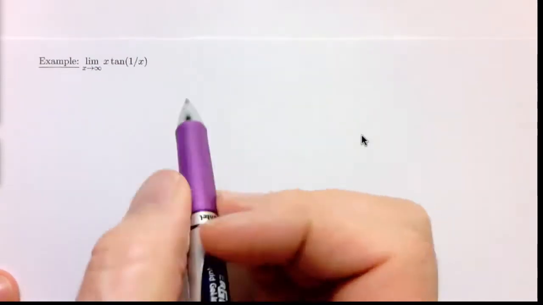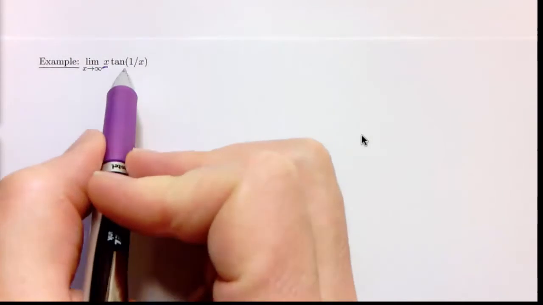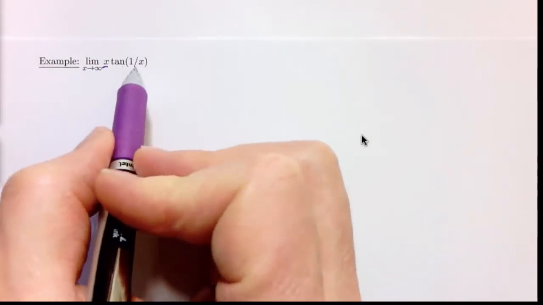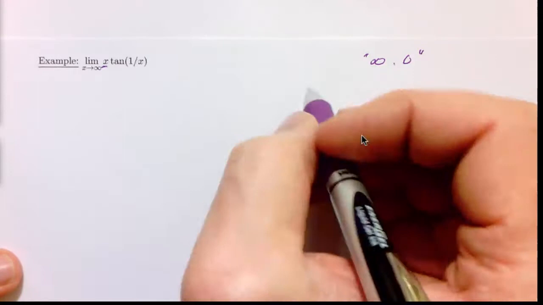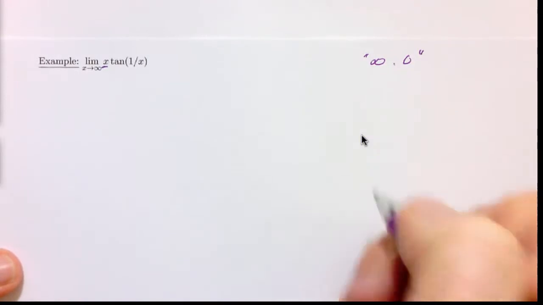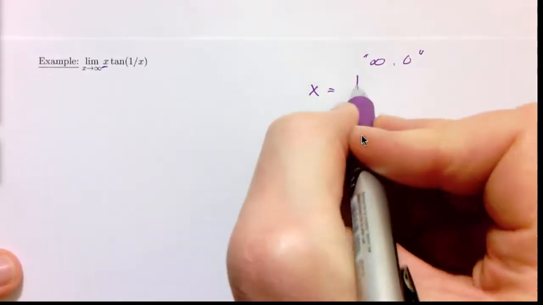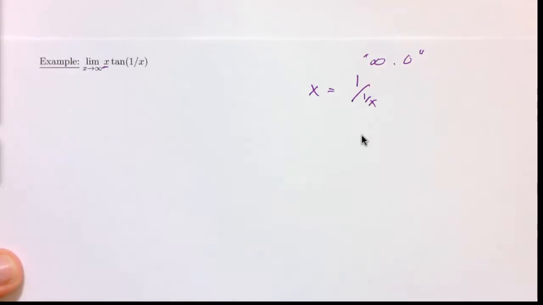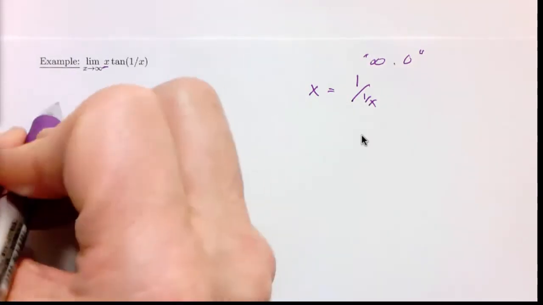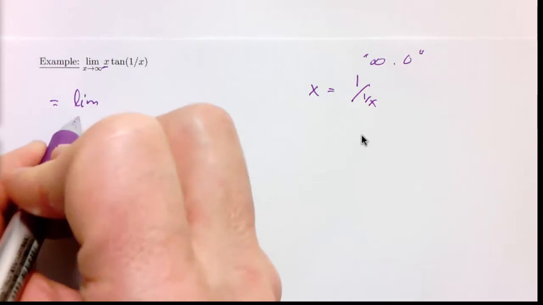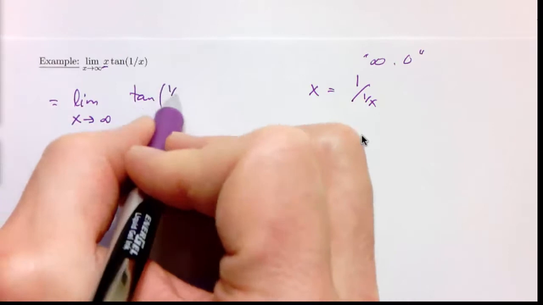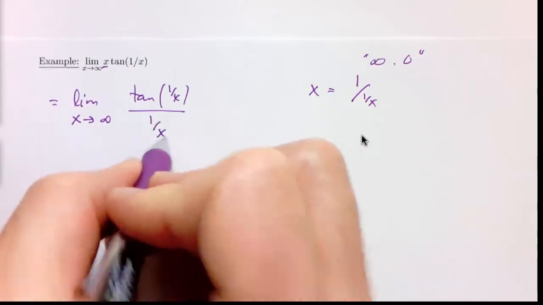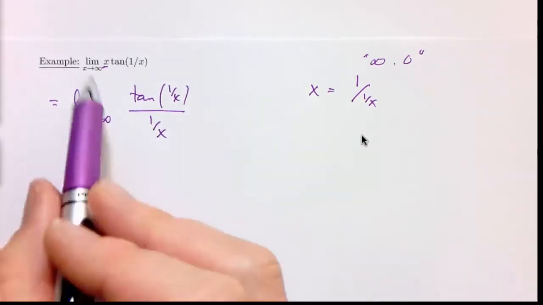As x approaches infinity, tangent of 1 over infinity, tangent of 0 is 0. So again, we have infinity times 0, an indeterminate product. The trick here, to write this in a form where L'Hopital's rule applies, is to take x and rewrite it as 1 divided by 1 over x. Kind of crazy, but it works. So this first step is just rewriting. Invert and multiply that bottom x, and you're back to multiplying by x.